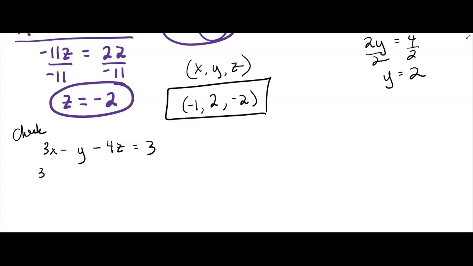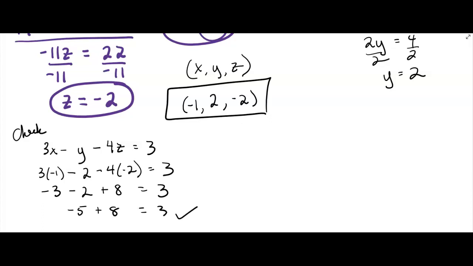So let's go 3 times -1 minus 2 minus 4 times -2. And if that turns out to be 3, then we're going to feel pretty good. Okay, so you get a -3 minus 2 plus 8 equals 3. Looks good. -5 plus 8, is that 3? Yes. Okay, so that is a smiley face that checks. You could go to the other equation and check that one too, but I'm pleased. It worked for 2 of the equations, so I'm going to say that's good.